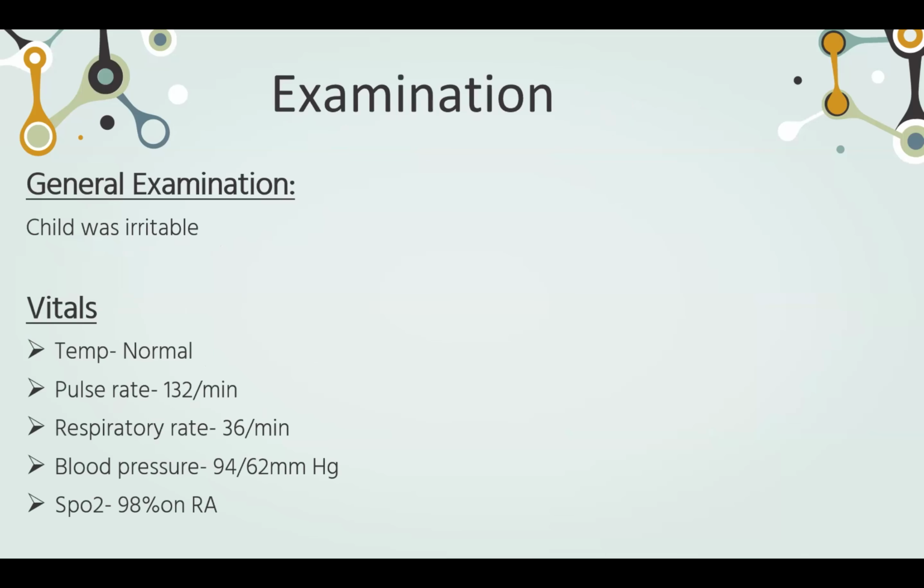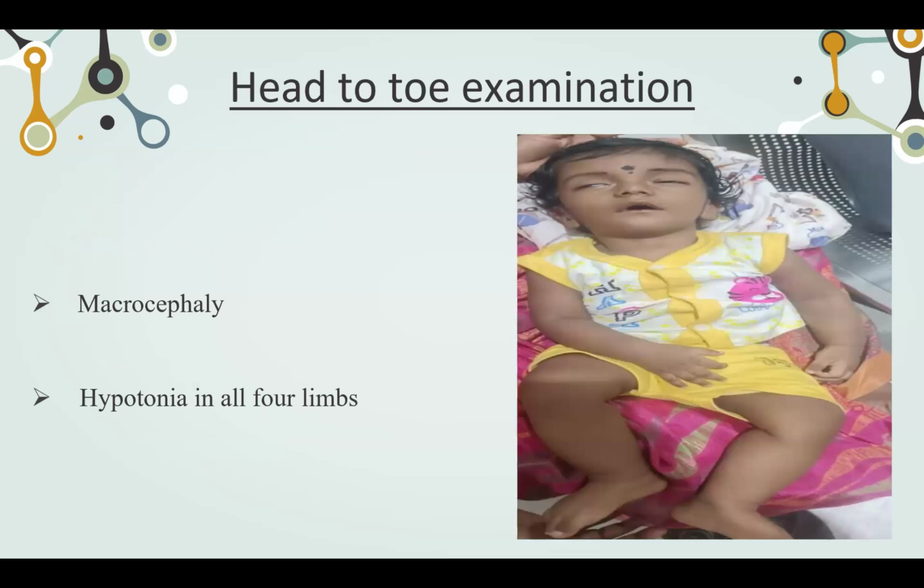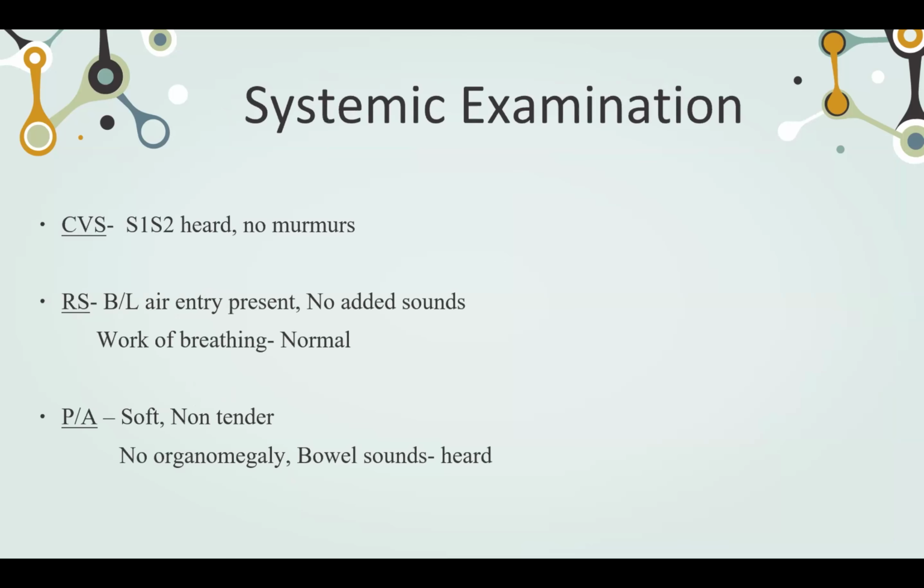On examination, general exam: child was irritable. Vitals: temperature normal, stable, pulse rate 132 per minute, respiratory rate 36 per minute, blood pressure 94/62 millimeter of mercury, saturation 98% on room air. On head-to-toe examination, it was observed that child had microcephaly and hypotonia in all 4 limbs. Systemic examination: cardiovascular S1, S2 heard; respiratory system, bilateral air entry present, work of breathing normal; abdomen was soft, no organomegaly.